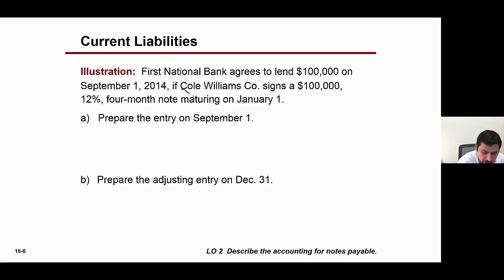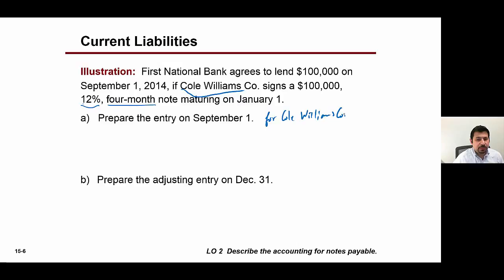Cole Williams are borrowing the money, and they will be borrowing it for 4 months, and the interest that will be generated will be 12%. Here the company is receiving $100,000 in cash from the bank, so the company will debit. This is preparing the entry for Cole Williams, not for the bank, for Cole Williams Company.